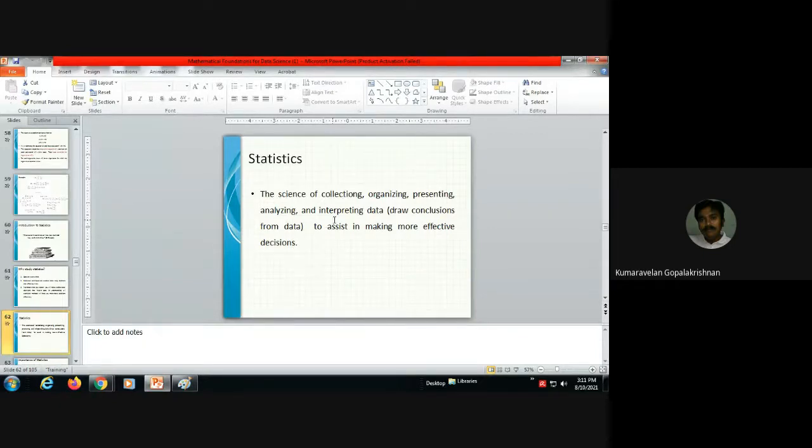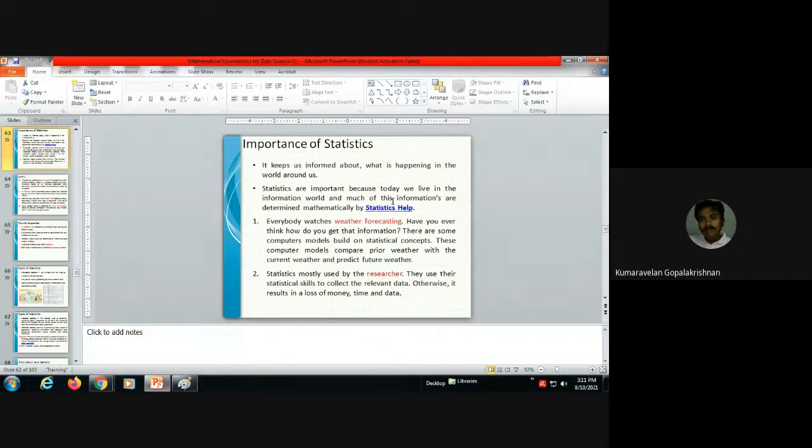For data collection, some instruments are there. To organize the data, some procedures are there. To present the data, some visual representations are there. To analyze the data, some models are there. And to interpret this data, some models are there, right? So I think I can touch all these things.